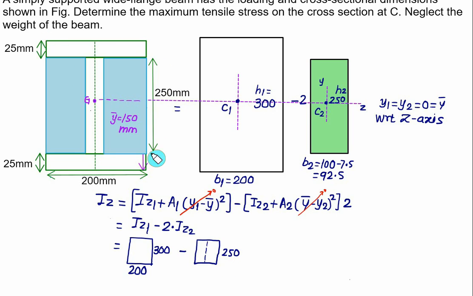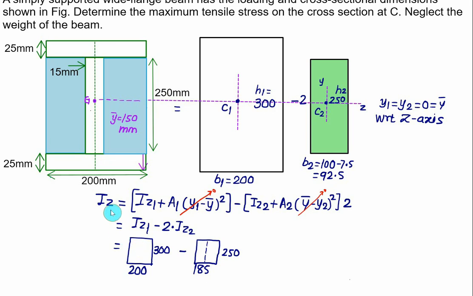You take the outer rectangle in a symmetrical I section. The outer rectangle will have a width of 200 and a height of 250 plus 50, that is equal to 300. These two inner rectangles, as per the proof here, will have a height of 250 and a width of 200 minus 15, which is equal to 185. 185 is the same as 92.5 into 2.